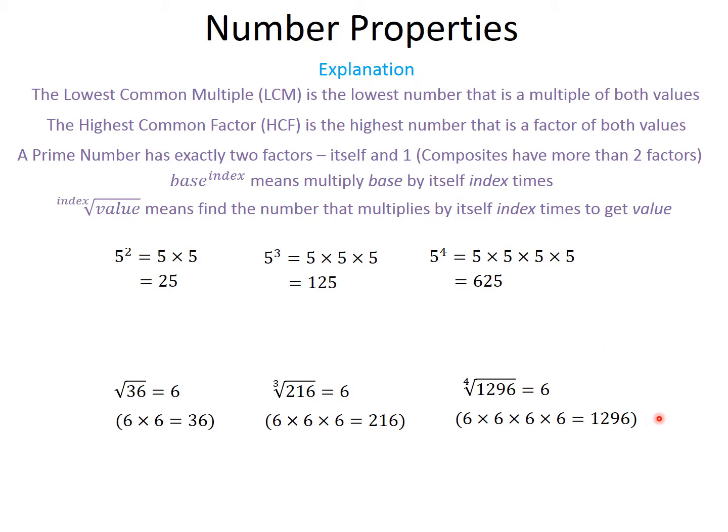Now, these can be quite difficult to work out if you've got really large numbers. Fortunately, generally speaking, you'll be kept to pretty low numbers, and the best way to work them out is just by trial and error. And so if I'm trying to work out what times is by itself 3 times to get 216, well, I might start off with 2. Well, 2 times 2 times 2 is only 8, way too low, and I keep going up until I work out that it's 216.